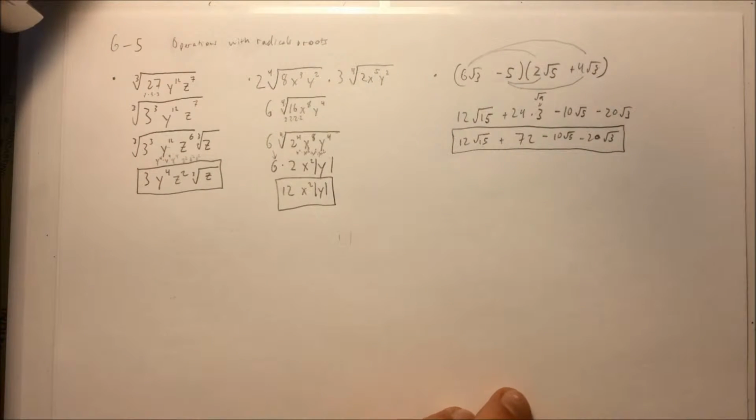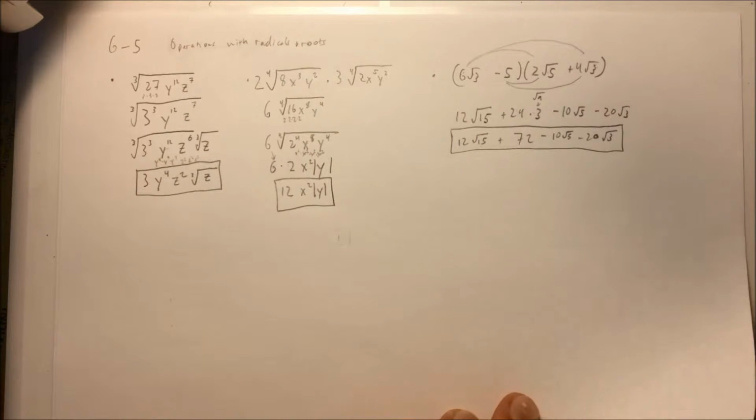All right, so that's how you multiply and simplify using radicals and nth roots. Now we're going to find out what happens when you have to divide. Division is always a little bit more difficult. We'll see that in the next section here.